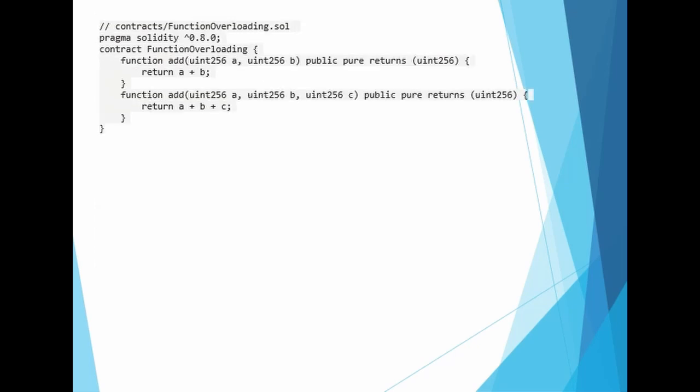Here, we see the same add function with different parameters in the function overloading contract. The first add function has only two parameters, a and b, whereas the second add function has three parameters, a, b, and c.